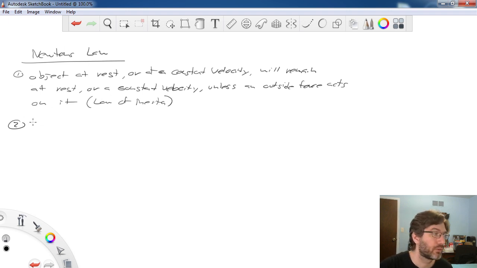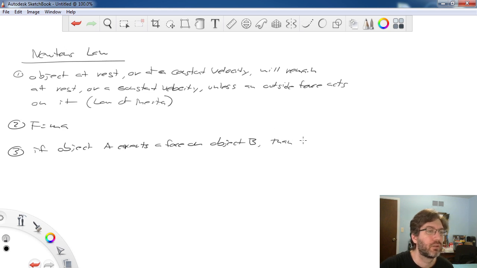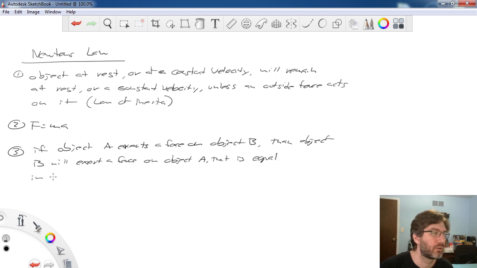Things like that. Newton's second law is force equals mass times acceleration. Newton's third law is if object A exerts a force on object B, then object B will exert a force on object A that is equal in strength or magnitude and opposite in direction. If you can read my chicken scratch there.